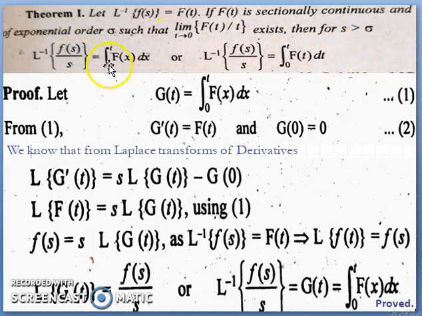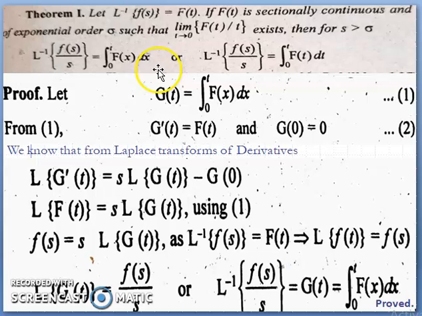Again, I repeat the statement of division by power of s of inverse Laplace transform. The result is like this: L inverse of F(s) divided by s equals the integral over 0 to t of f(x) dx, or L inverse of F(s) divided by s equals the integral over 0 to t of f(t) dt.